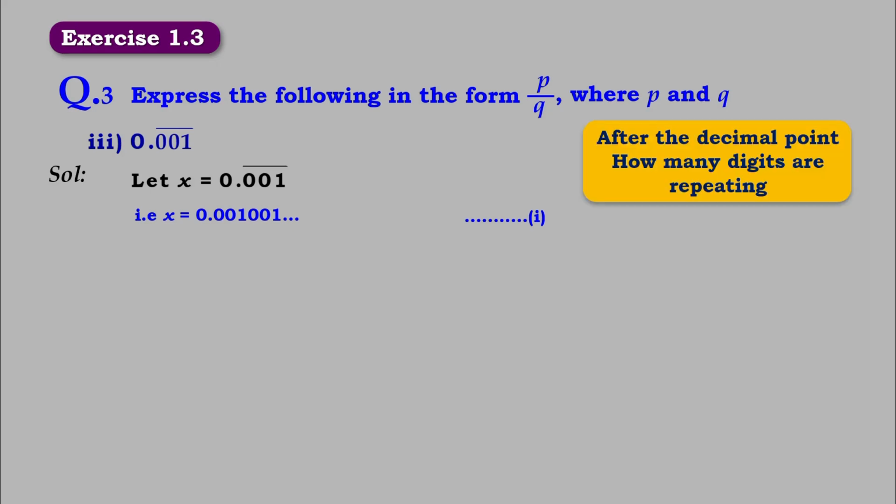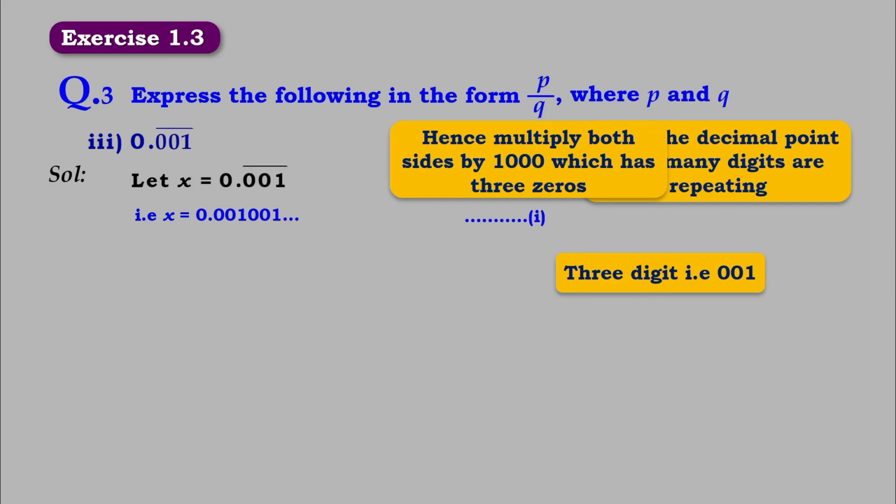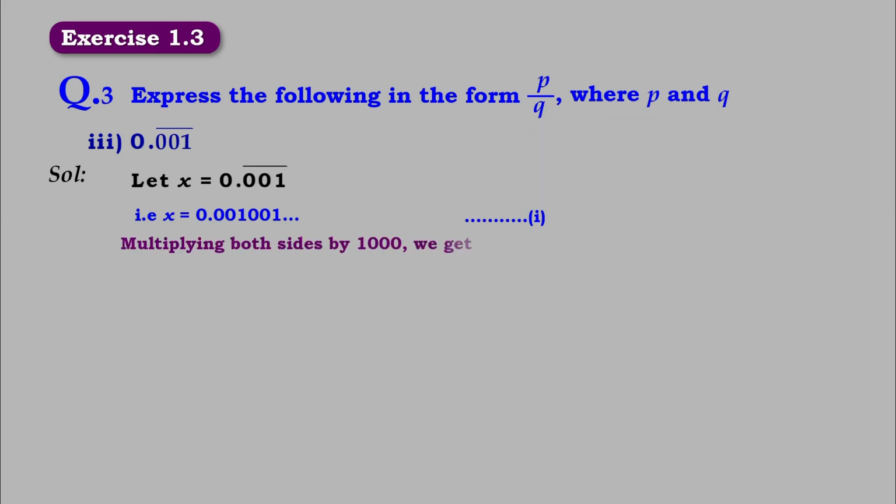Now here we need to check after the decimal point how many digits are repeating. So in this case 3 digits are repeating, that is 001. Hence we will multiply both the sides by 1000, which has 3 zeros. So after multiplying both sides by 1000, we will get 1000x equal to 1.001001, like this. This is equation number 2.